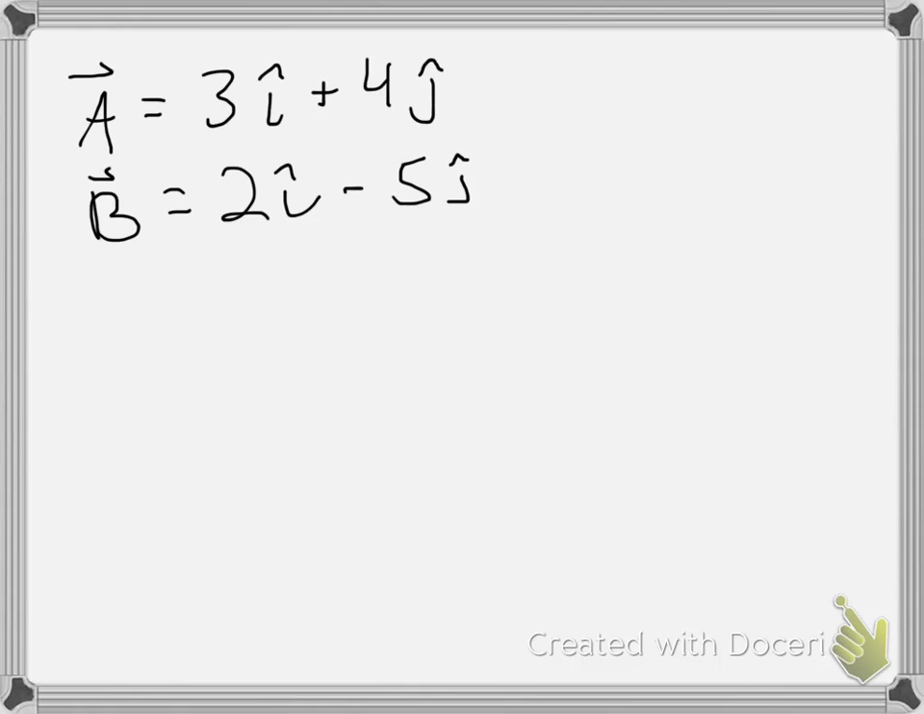So the first thing I'm going to do is write A and B with the added term plus 0 k hat, just to make it a little bit more obvious what I'm doing. And now I'm going to rearrange some terms here in the form of a matrix. In row 1, I'm going to have my unit vectors, i, j, and k.